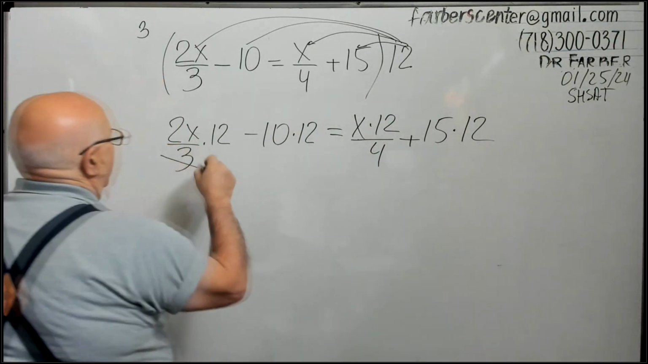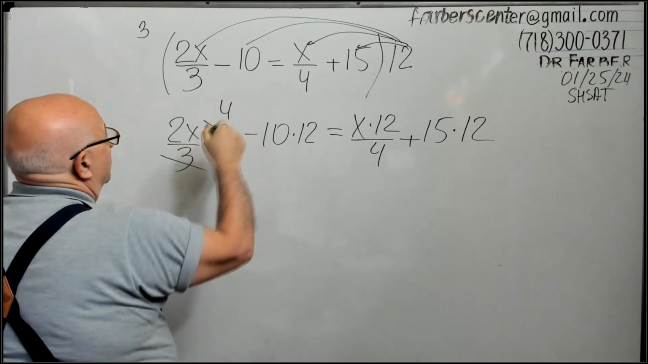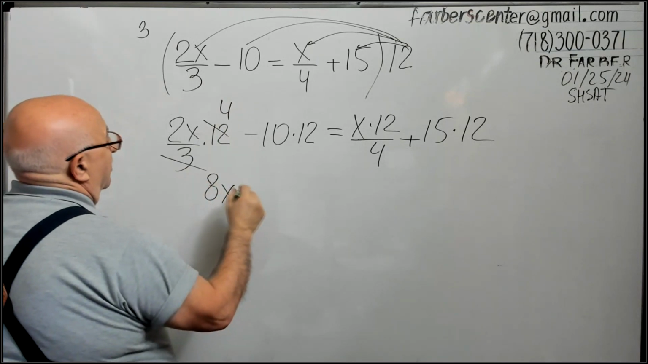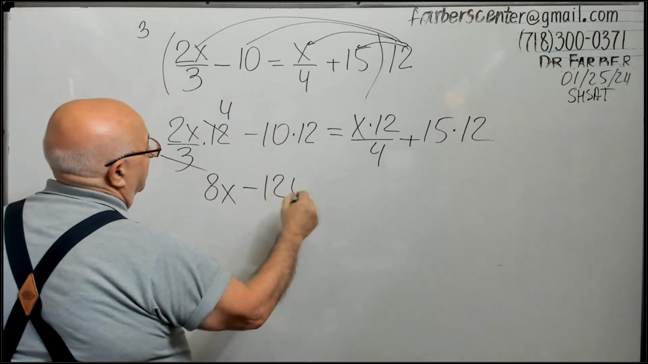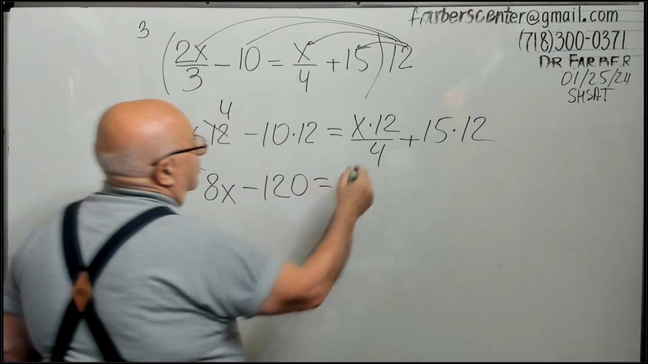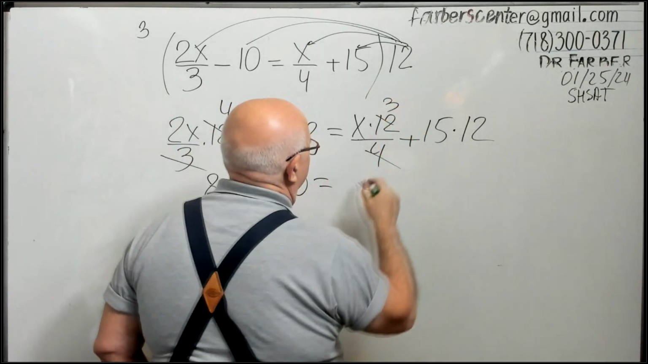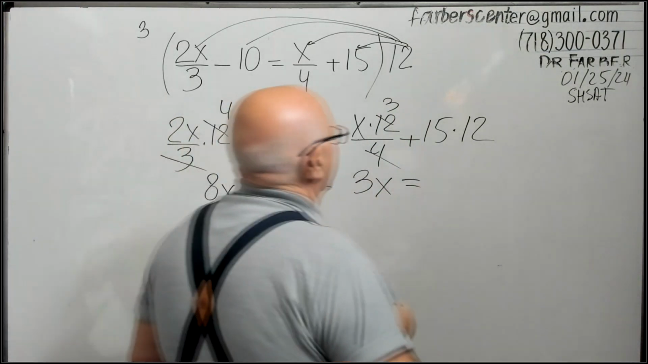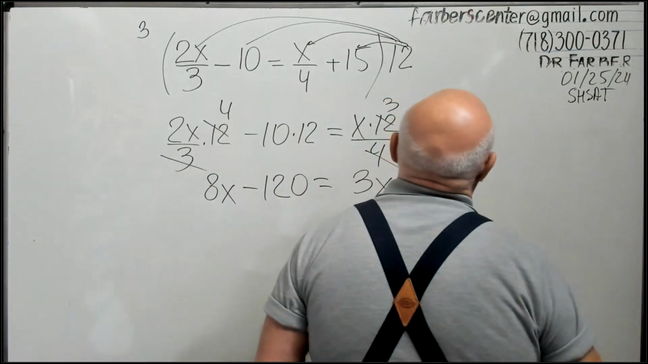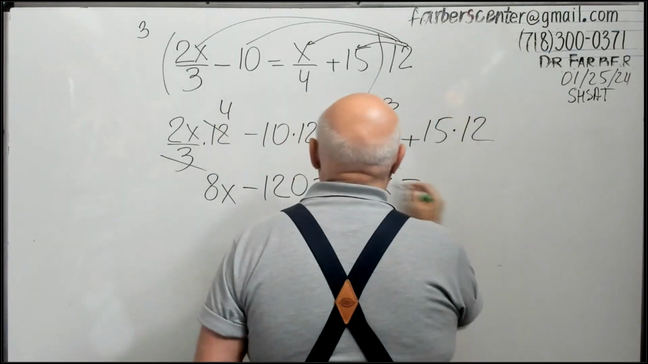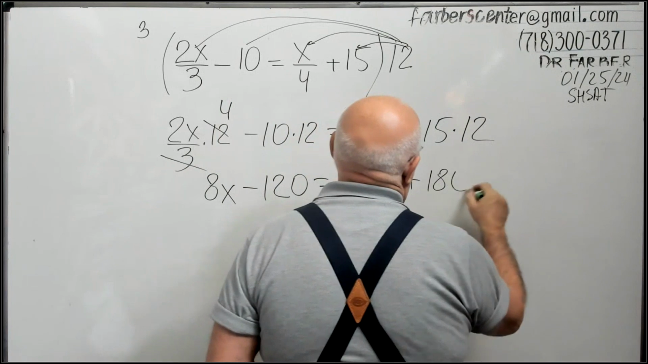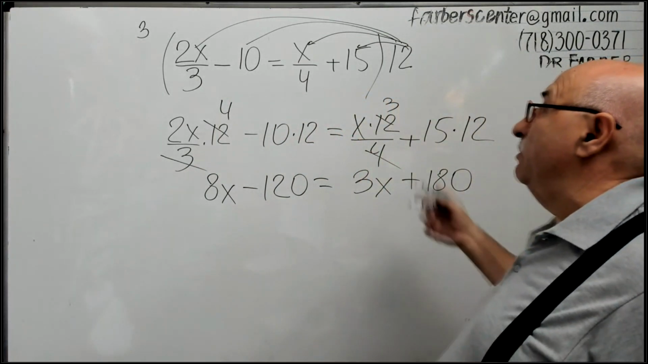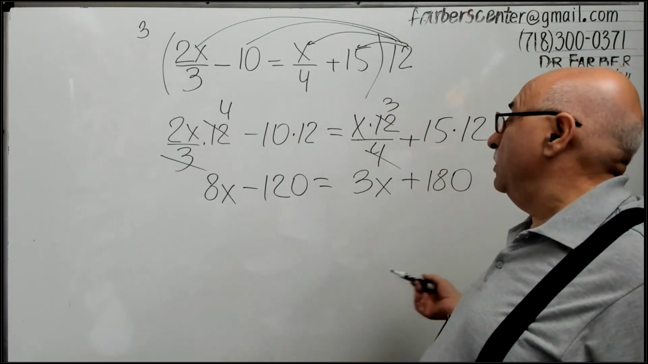Denominator. 3 goes into 12 4 times. 4 times 2x is 8x. Minus 120. 4 goes into 12 3 times, equals 3x. Okay, 150 plus 30, 180. Isn't it beautiful? We have a simple equation similar to what we did before without any fractions.